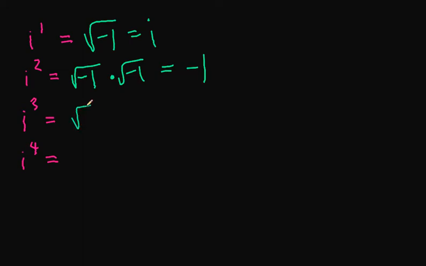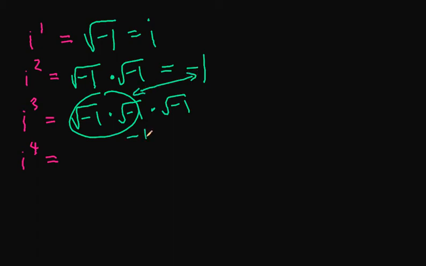Now, if you have 3 of them, we already know that this equals negative 1 from right here. So it would be like negative 1 times the square root of negative 1, which equals negative i, because we know that this right here equals i. So it would be like negative 1 times i. So that equals negative i.